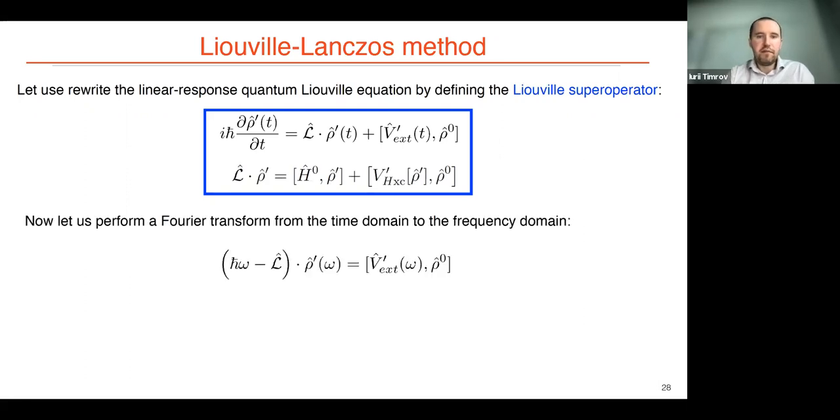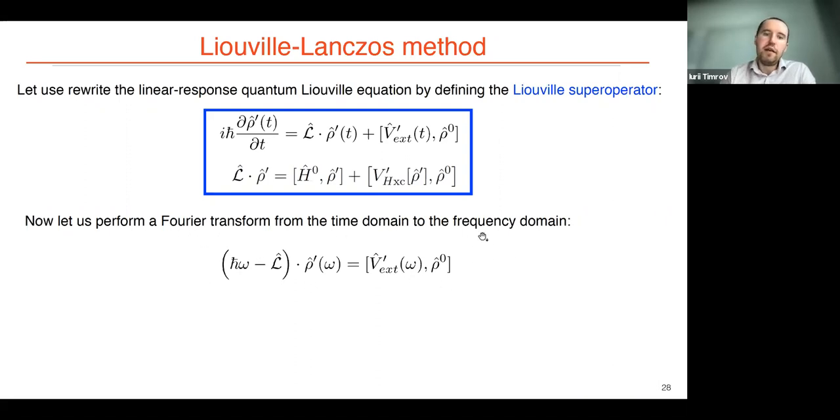As was discussed in the case of the Dyson equation and the Sternheimer equation, we do the same trick. We go from the time domain to the frequency domain. So we use Fourier transformation. And now our linearized quantum Liouville equation takes this form. So instead of time t, now we have frequency omega. I skipped the demonstration of how to obtain this equation, but this should be quite straightforward.